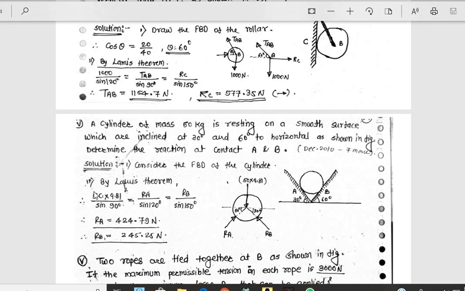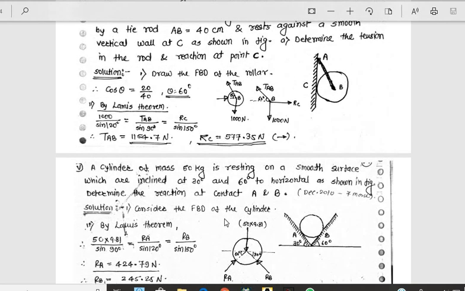Now let's apply Lami's theorem. This force, 50 times 9.81, divided by sine 90, is equal to RA divided by sine 120, is equal to RB divided by sine 150. Therefore, RA is equal to 424.79 Newton and RB is equal to 245.25 Newton. This way we have to solve the numerical.